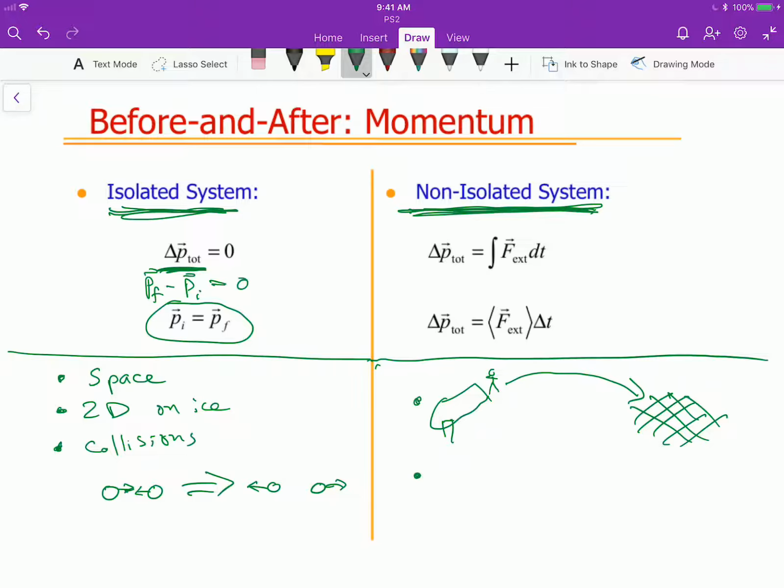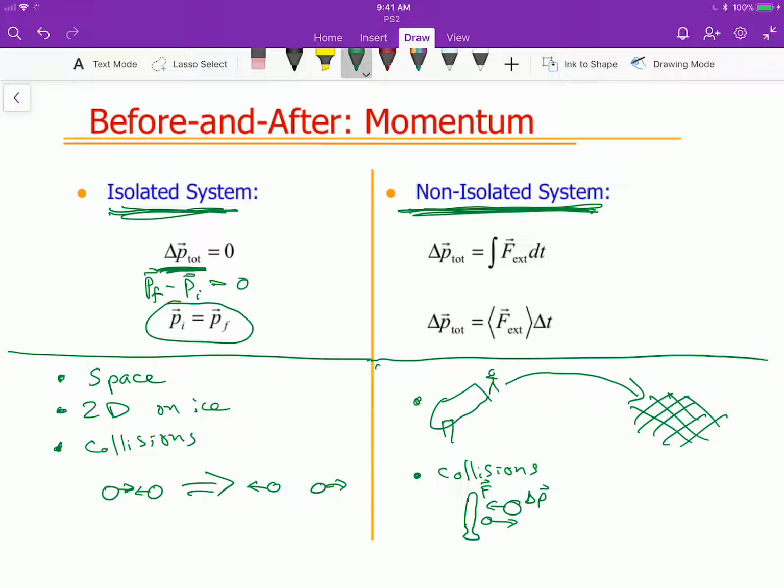And then we can also have collisions where one of the things colliding isn't part of the system. So we had a baseball bat and a ball that would hit the bat and then bounce off it. Since the bat isn't part of the system, we can say that the ball had some change in momentum, and there was some force acting.